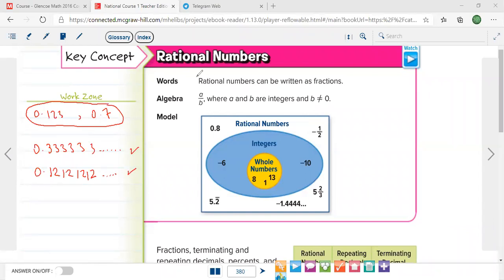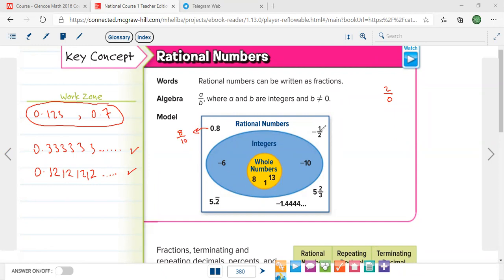First, we need to know what rational numbers are. Rational numbers can be written as fractions. In algebra, it's a over b, where a and b are integers, and b is not zero. You cannot say, for example, 2 over 0, because any number over 0 has no meaning. The set of rational numbers contains whole numbers, integers, and also decimals like 0.8, because 0.8 can be written as 8 over 10.